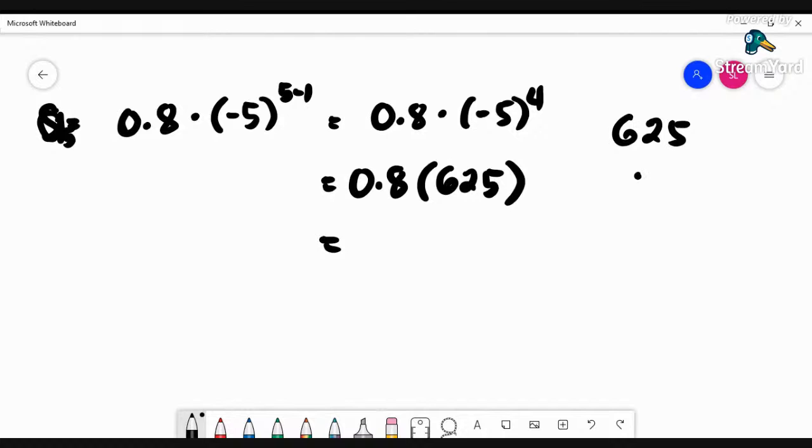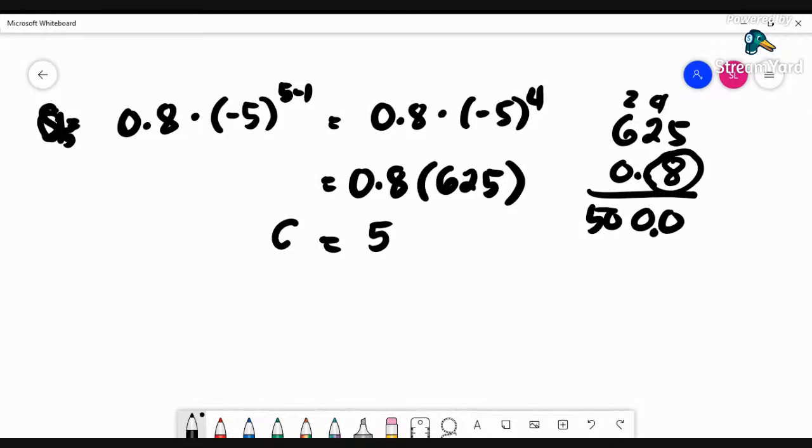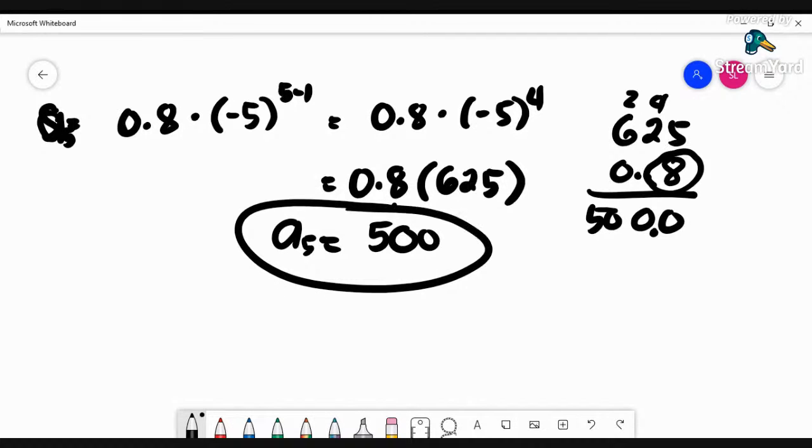625 times 0.8. Okay, if we multiply that by 8: 40 carry 4, 16, 20 carry 2, 48, 50. Then we should put one decimal place because we have one decimal place here. So our final answer, a sub 5, is equal to 500. This will be the fifth term.